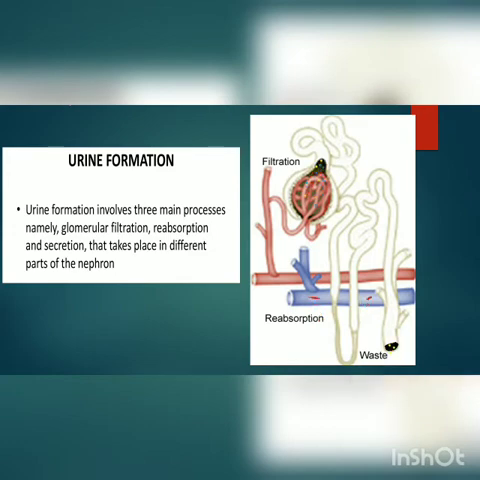Now we will come to the physiology of urine formation. So physiology of urine formation involves 3 steps. 3 main processes are there, namely the glomerular filtration, reabsorption, and secretion. These 3 processes take place in the different parts of the nephron.